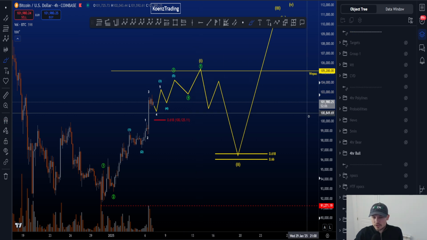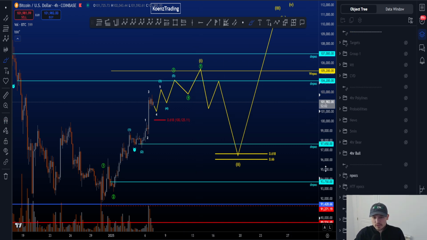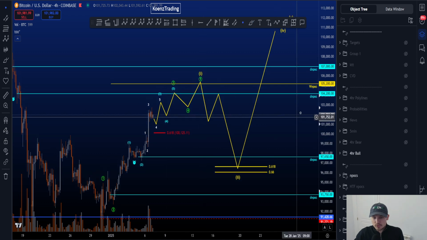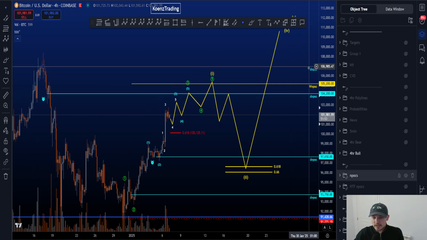Now, mind you, to the upside, we do have some interesting resistance. First of all here, daily naked point of control, 104.2k, weekly naked point of control 105.2k, and then of course still at 107 we have some resistance there.